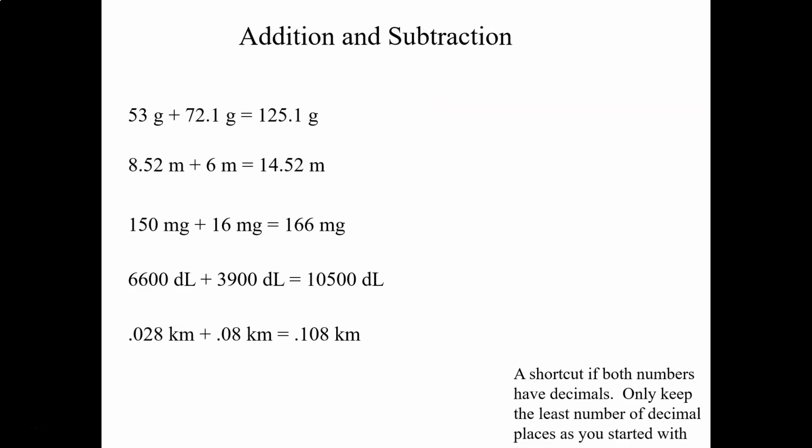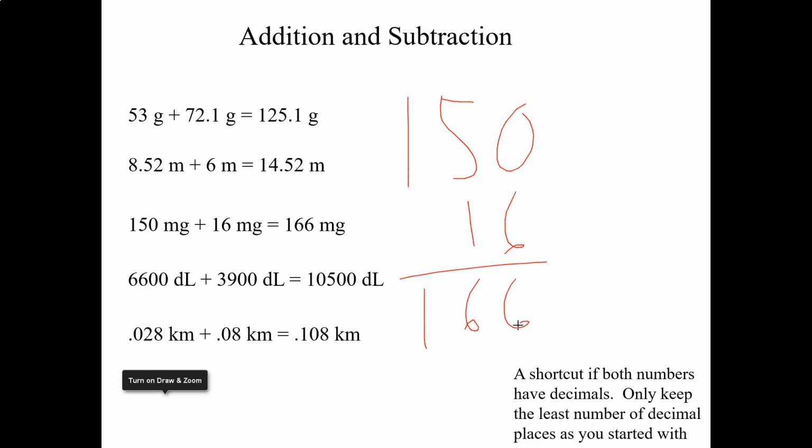150 and 16 gives me 166. So circling the guess digit in each one, the 5 is our guess digit in the top number, and 6 is the guess digit in the lower number. Now we circle the number that's below the leftmost circled guess digit. So we're going to circle below the 6 here, and we're going to round off everything to the right of that. So that would be 170.